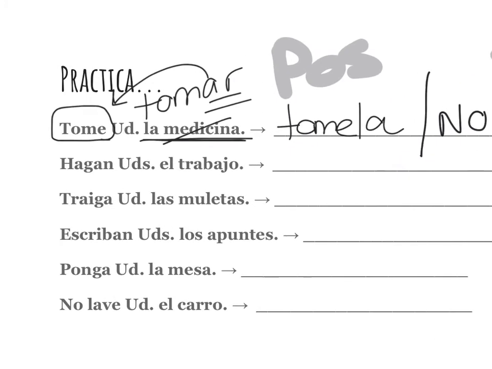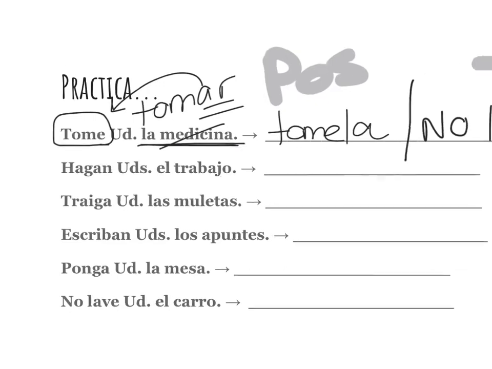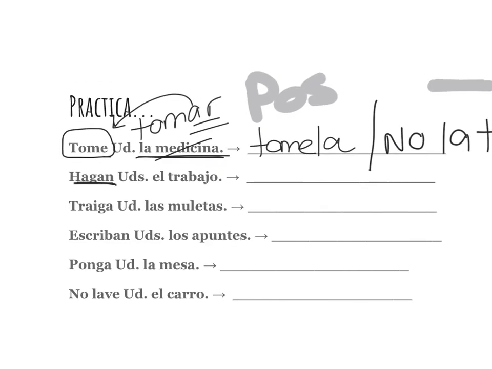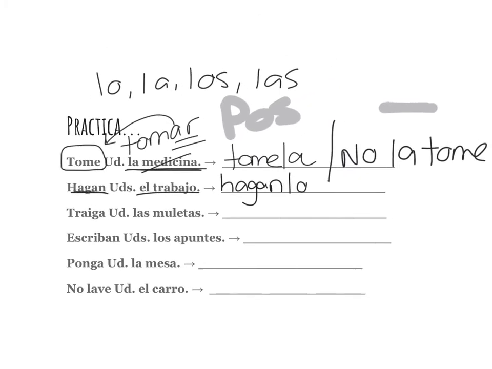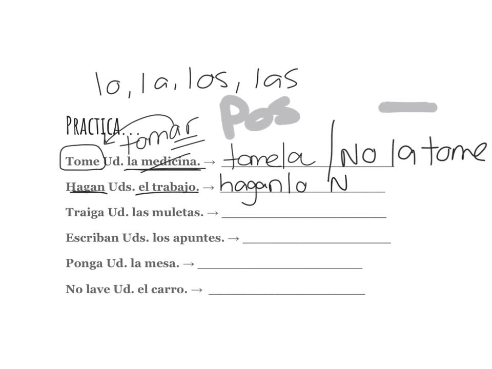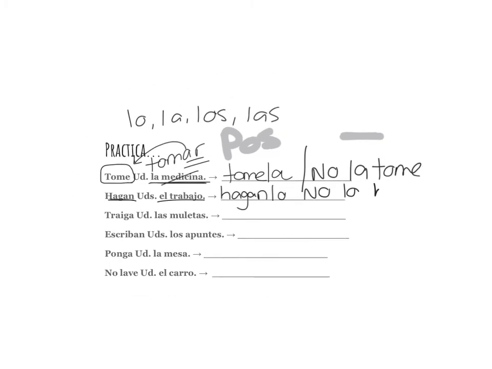What about the next one? Hagan ustedes el trabajo. Do your work. You're just going to take the verb, hagan, and el trabajo would it take lo, la, los, or las? Lo. And same thing, if you want to say don't do the work, no lo hagan, separate. So I'm just going to highlight here the importance of the lo being at the end and then the lo. So the first one's connected, the second is not.